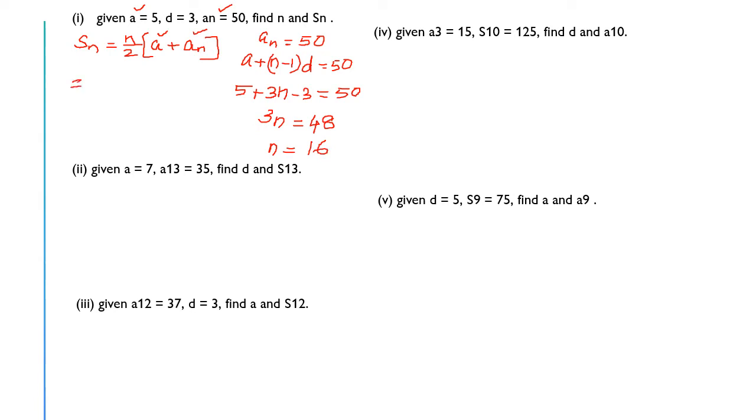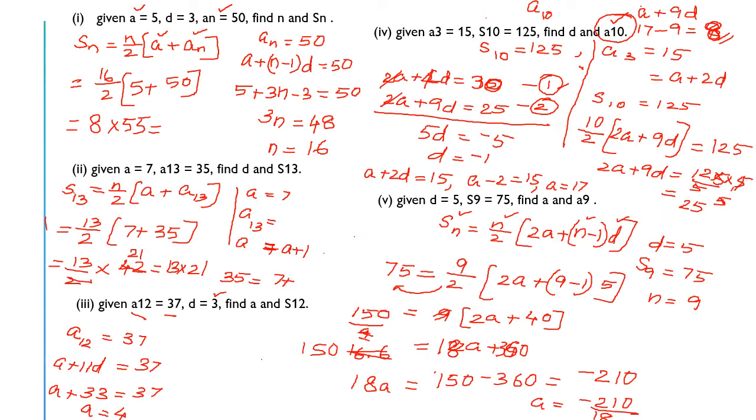Now you can substitute here. That is 16 by 2 into a, which is 5, plus an, which is 50. So you get 16 by 2 is 8, 8 into 55. So you can find the answer. Okay. Now try doing the second one. Some 10 questions are given there. So these are the values. I hope we have done all these things. We'll move on to the next slide.